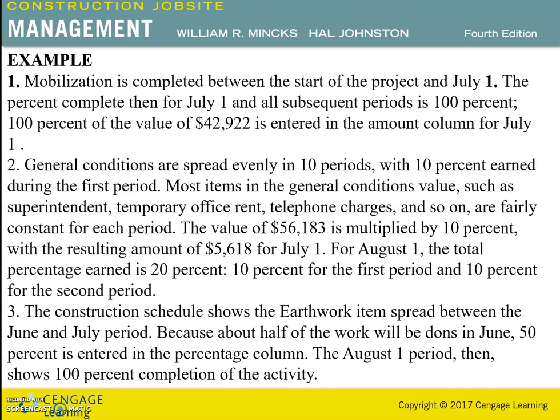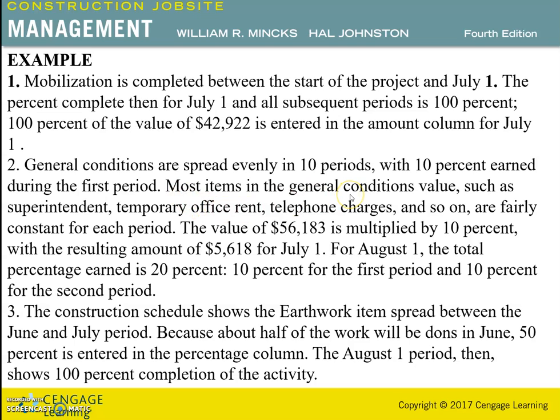Let's see one more example. Mobilization is completed between the start of the project and July 1. The percent complete for July 1 and the subsequent period is 100%, and 100% of the value of $42,922 is entered in the amount column for July 1. The general conditions are spread evenly in 10 periods with 10% earned during the first period.